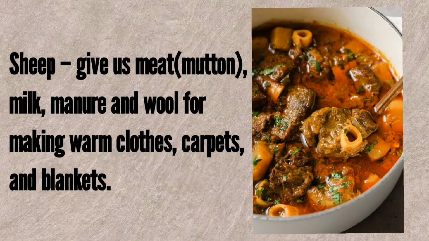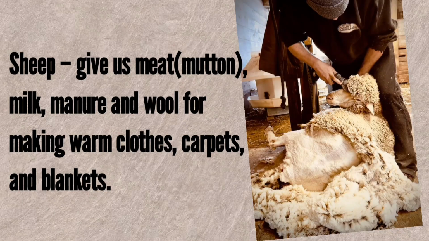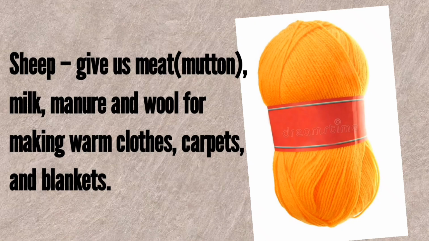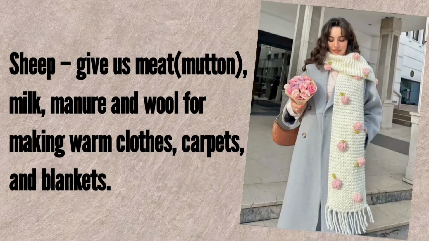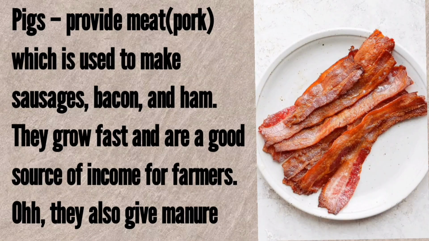Sheep give us meat, mutton, that's what it's called, milk, manure, and wool for making warm clothes, carpets, and blankets. Look at that scarf, beautiful.